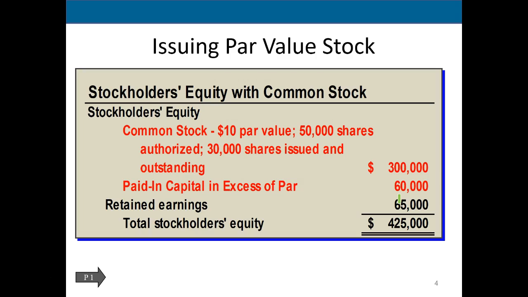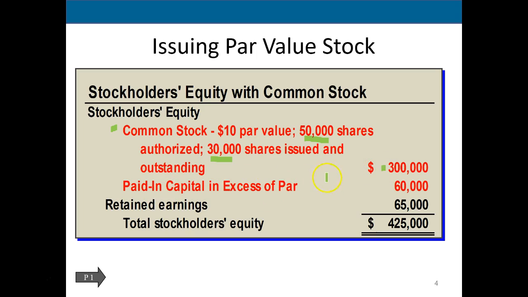So if we looked at the equity section of a balance sheet, we would have the common stock, $10 par value, 50,000 shares authorized. That's how many shares we could give out. 30,000 shares issued and outstanding. These are how many shares are out there at this time, and we can see that the 30,000 times the 10 is the 300,000.